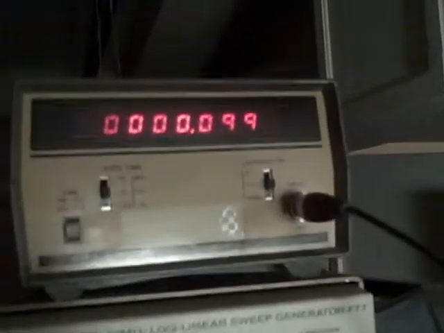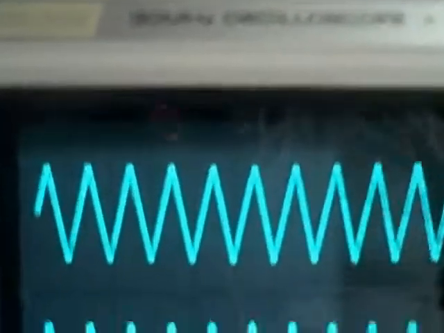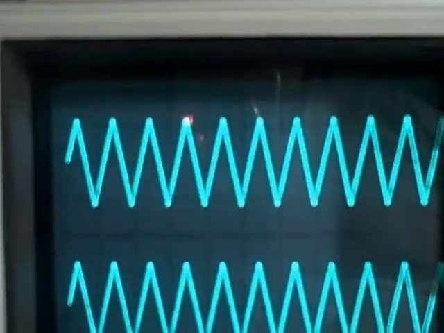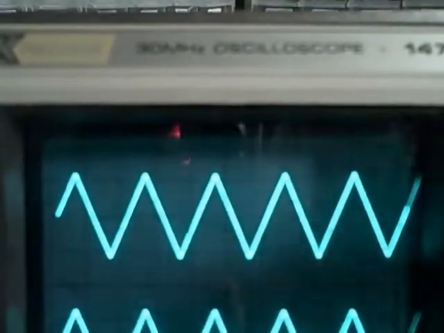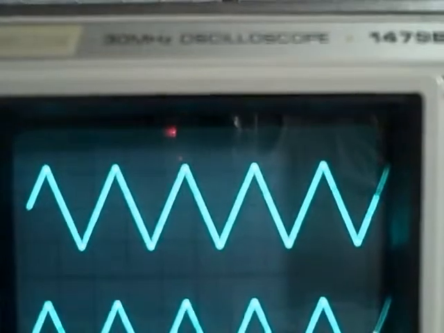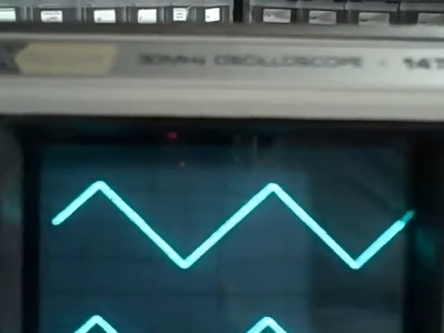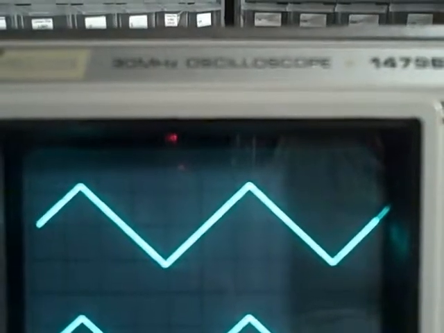We now kick ourselves up another decade, and we want to go to 1,000 hertz. There's 1,000 hertz. And we see that we are, once again, right on the division lines, 10 cycles across. If I go to 1/2 of that time per division, we see 5 cycles in that period. And if I go to 1/5 of that, then we get 2 cycles.